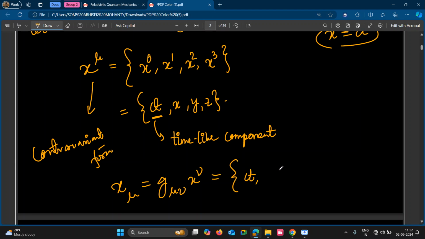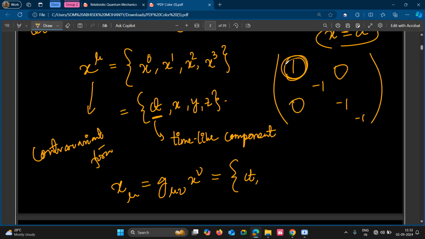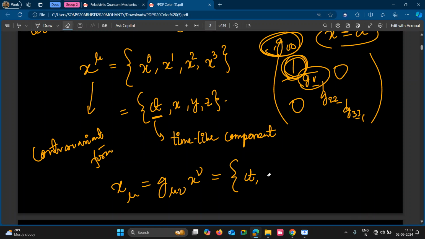And now, see very carefully. This is 1, minus 1, minus 1, minus 1, and the rest are zeros. So this is the diagonal combination: g00, g11, g22, g33. This g00 is 1. That's why this ct won't change into minus. Let me explain. Let me expand it, you will understand it very well.